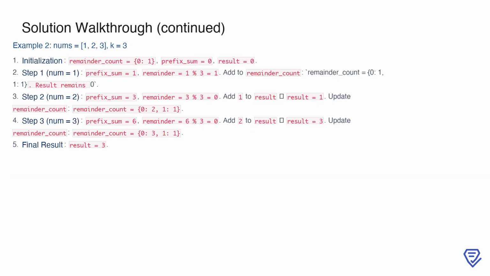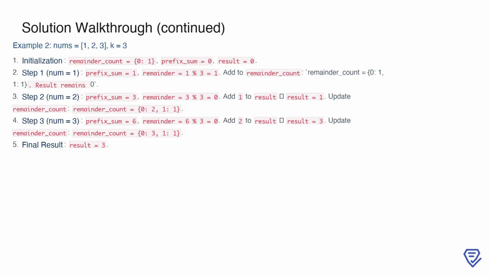Now, let's look at a simpler example where nums equals [1, 2, 3], and k equals 3. Once again, we initialize remainder_count as {0: 1}, prefix_sum as 0, and result as 0. Starting with the first number, 1, adding it to prefix_sum makes it 1. The remainder of 1 % 3 is 1, which is new, so we add it to the hash map, resulting in {0: 1, 1: 1}. The result remains 0.